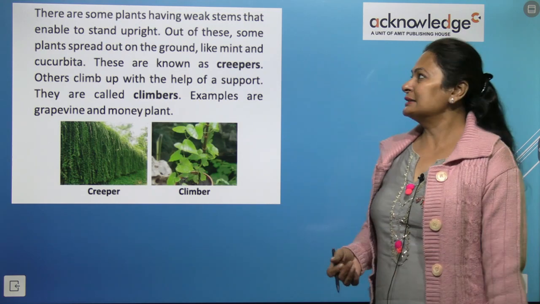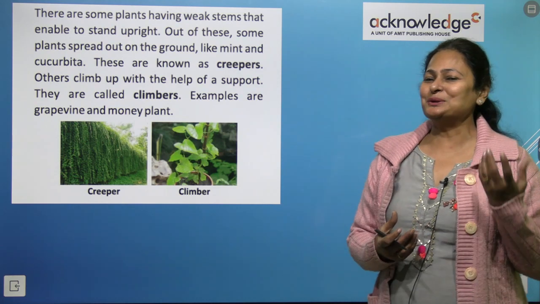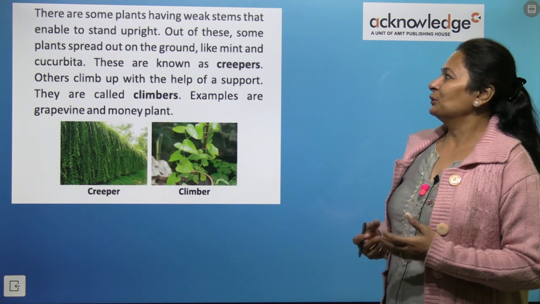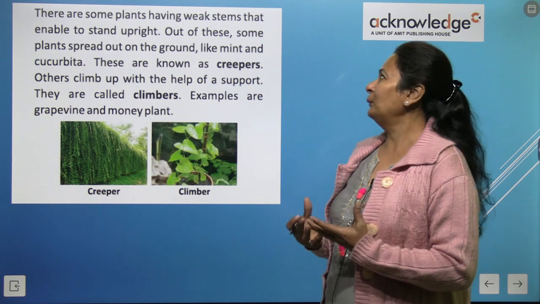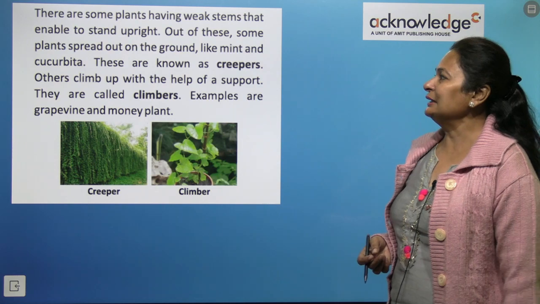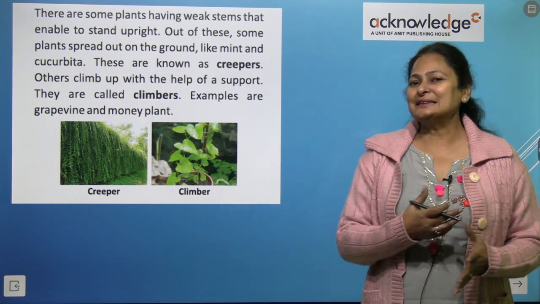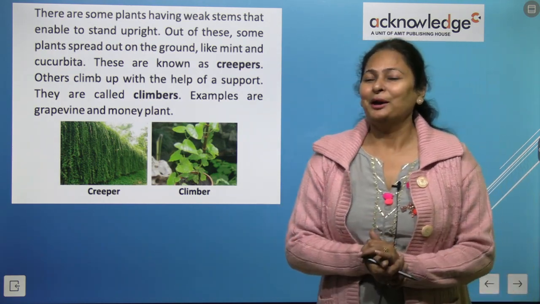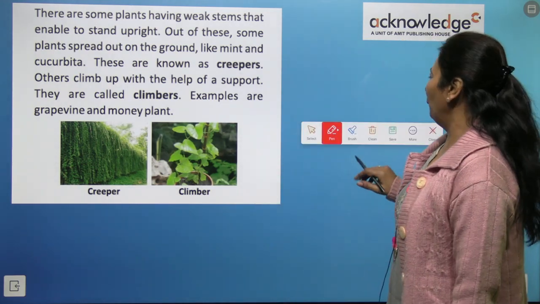So there are some plants having a weak stem that does not enable them to stand upright, right? So the stem is very weak, so it is not possible to stand upright. So what do they do? Out of these, some plants spread out on the ground, or you can say that they creep on the ground, and that is why we have given them the name creepers. Very nice, kids. You all are very intelligent.